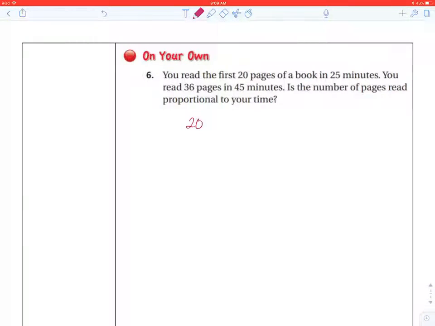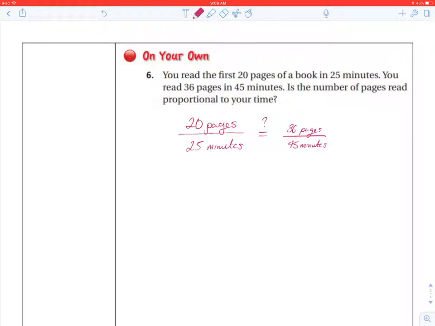So in the first rate, we read 20 pages, and we did that in 25 minutes. And in the second rate, we read 36 pages, which took us 45 minutes. And we need to determine, are these two values proportional? So essentially, are they equal to one another? And that's what we'll need to figure out.